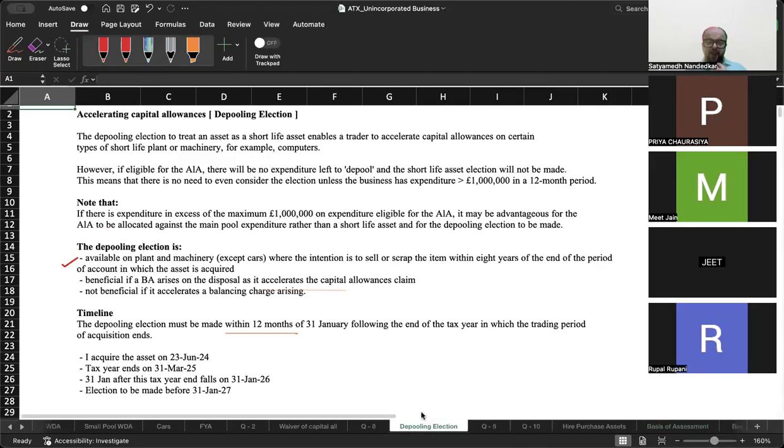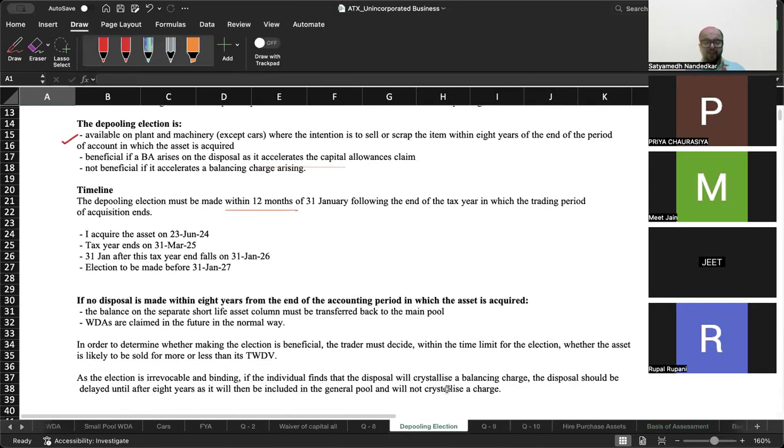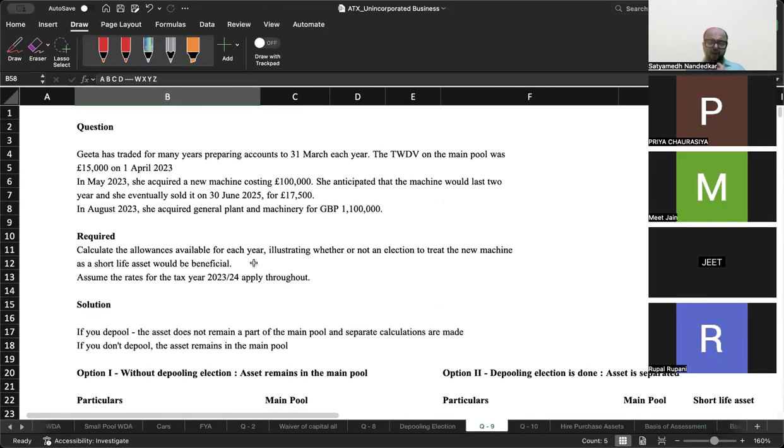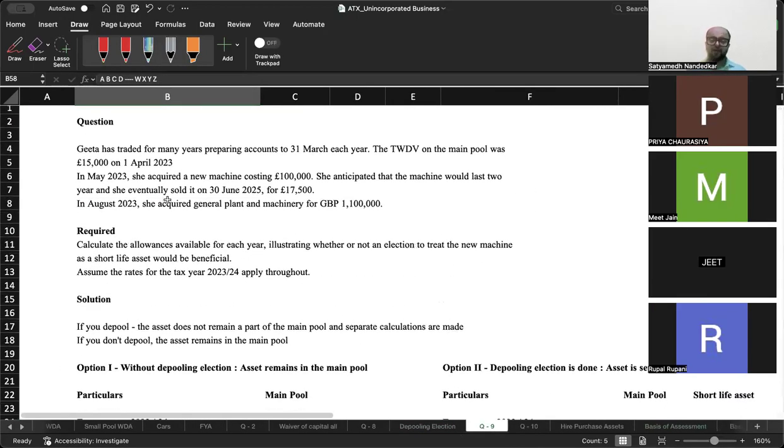चलो ये डीपूलिंग इलेक्शन पे एक क्वेश्चन देख लेते हैं, because the depooling election is somewhat different. ठीक है. Geeta has traded for many years, preparing accounts to 31st of March each year. The TWDV on the main pool was 15,000 on 1st of April 23. In May 23, she acquired a new machine costing 1 lakh. She anticipated that the machine would last 2 years, and she eventually sold it on 30th June for 17,500.